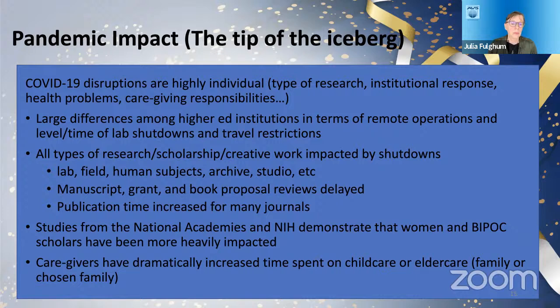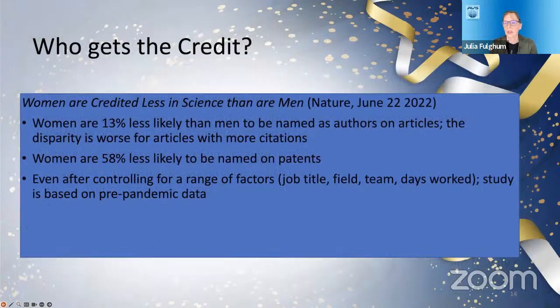I continue to hear from new faculty about equipment delays. There's still supply chain delays. It's still taking longer to get articles and book proposals reviewed. There are some journals publishing more quickly, and there are other journals which have much, much longer delay times for publishing. So these are broadly impacting people, but there are studies from both the National Academies and NIH that show that women and BIPOC scholars were far more heavily impacted. And anyone who was a caregiver, either childcare or elder care, family or chosen family, was impacted. And I know, for example, in Albuquerque, there's still not as much childcare as there was pre-pandemic. So this is still something young parents, early career people are struggling with.